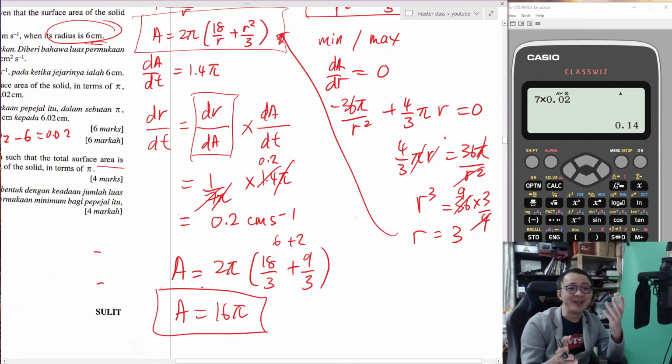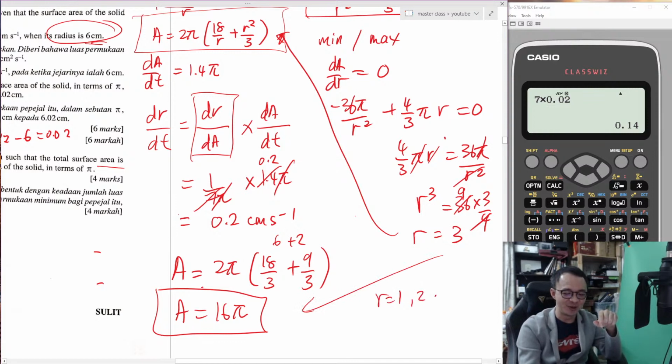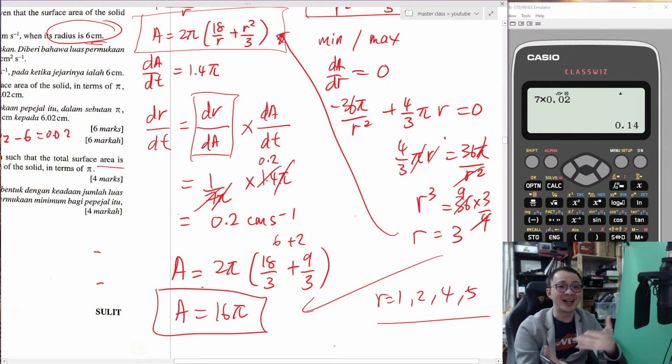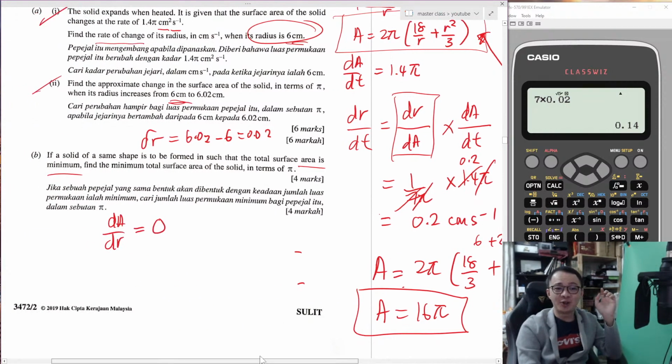If you don't believe me, you can try to sub any other r value. You can try r equals 1, r equals 2, or 4, or 5. You can sub any r value into it. You will realize you definitely will not get a value smaller than this. Alright, I hope you get it.